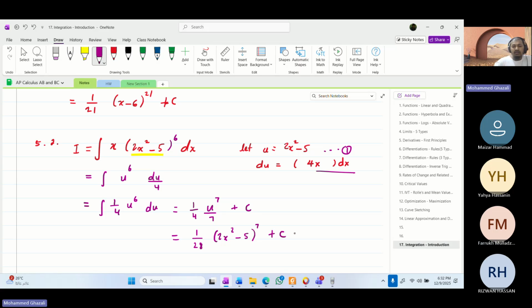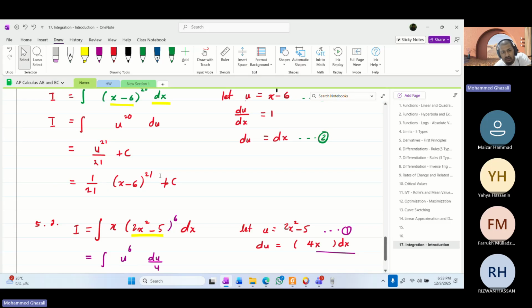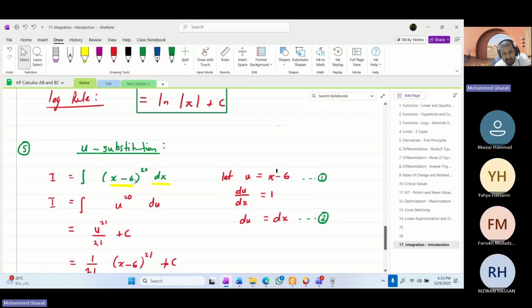Plus C. That's my answer. Now the question is, can I do this on the calculator? No, you can't, because we don't have definite integral. This is indefinite. So that's why indefinite integrals are much harder than definite integrals, because for definite integrals, you can always verify your answer on the calculator. So I just did the technique of integration, which is called u substitution.